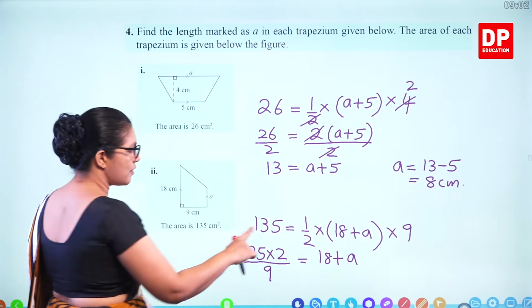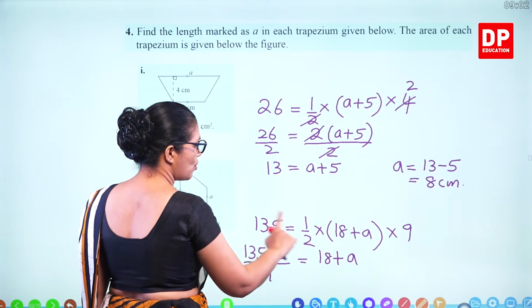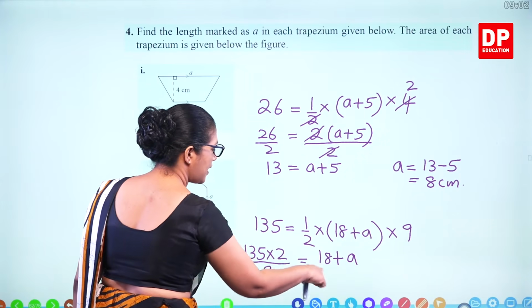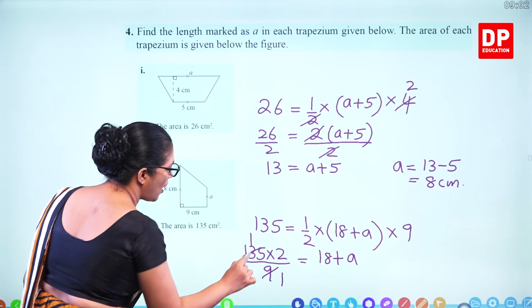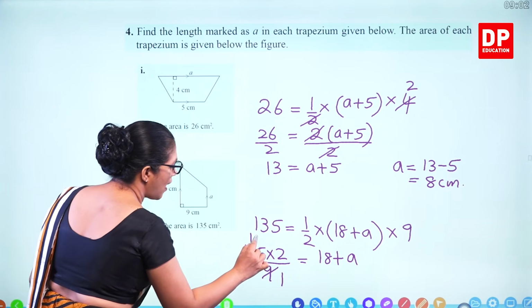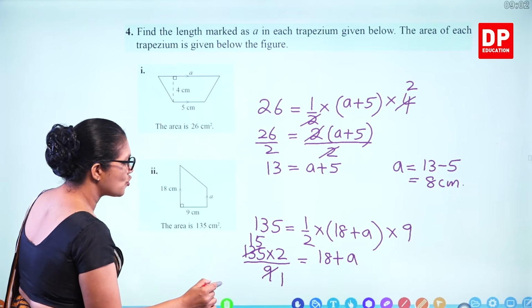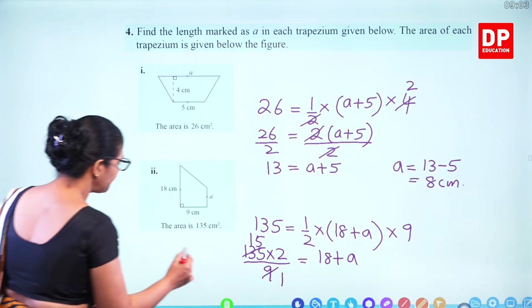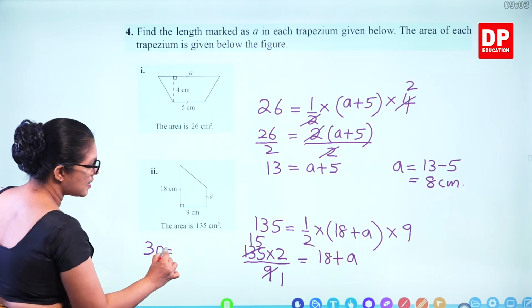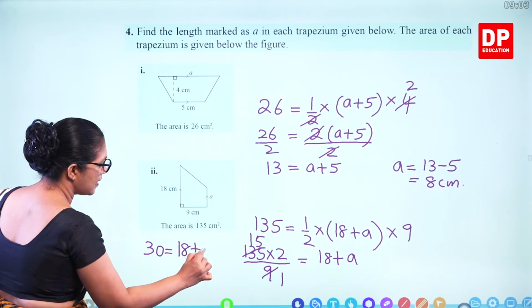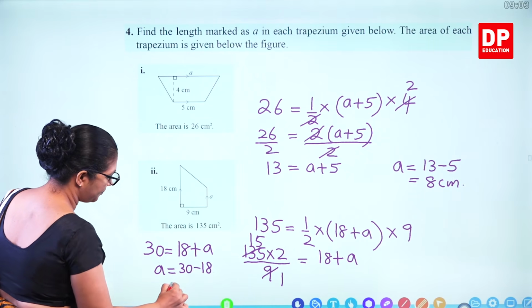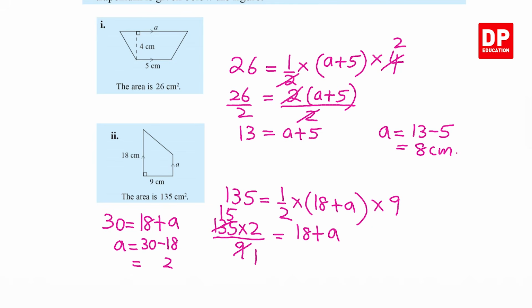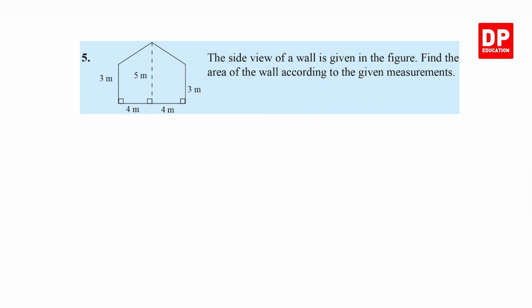So how do you get rid of this half? Multiply by 2 and divide by 9. You get only this part. So 9 times 1, 9, and 45, that's 5. 15 times 2, that's 30. So 30 equals 18 plus A. So what's the A value? 30 minus 18. So you get 12 centimeters.